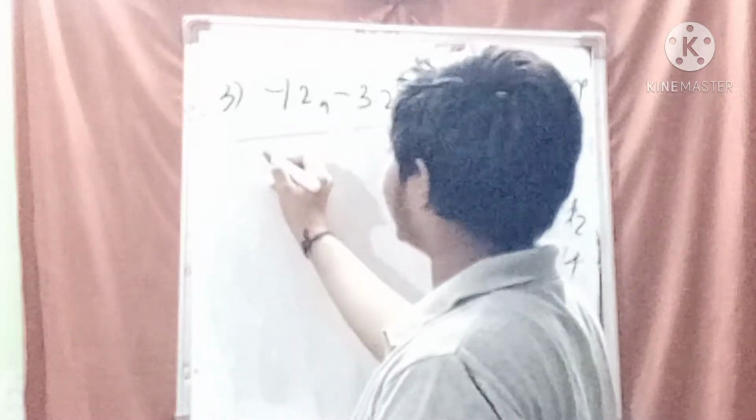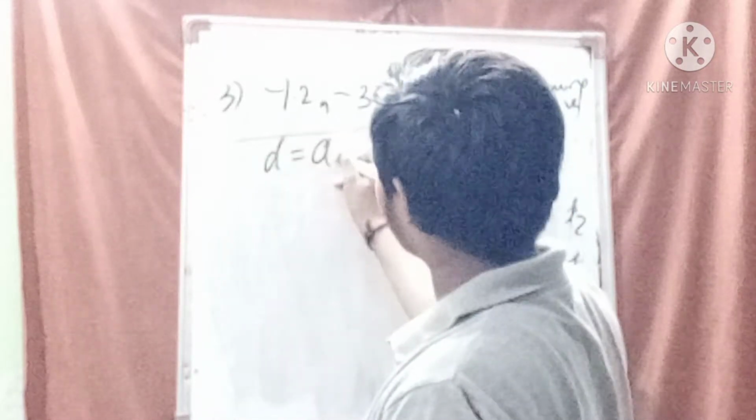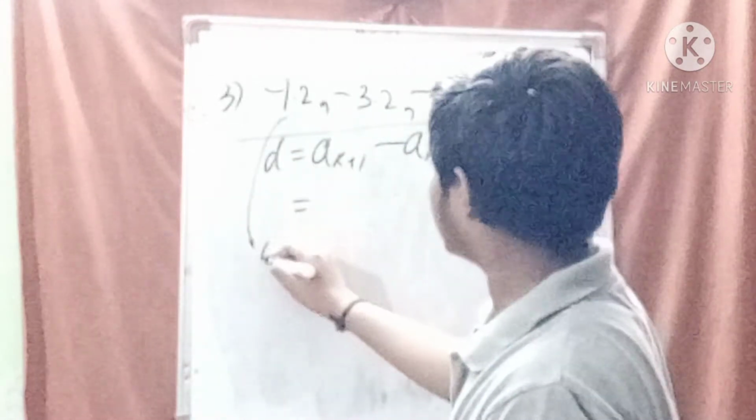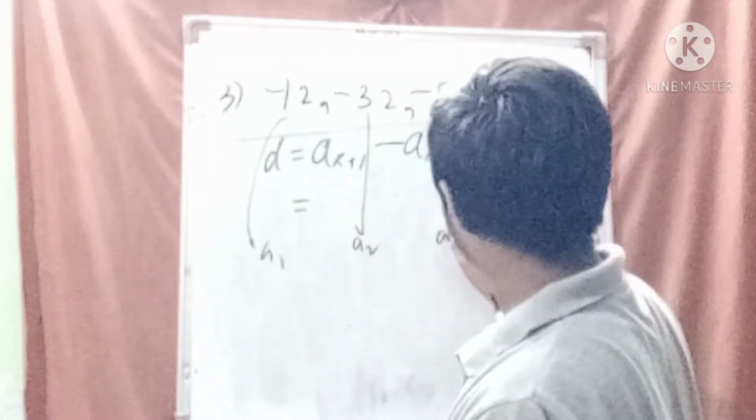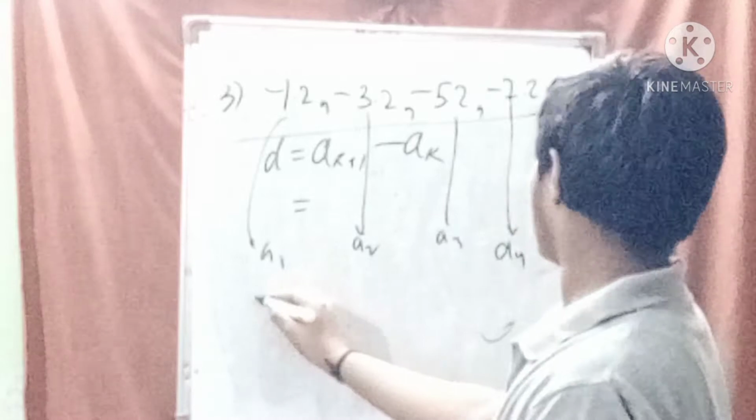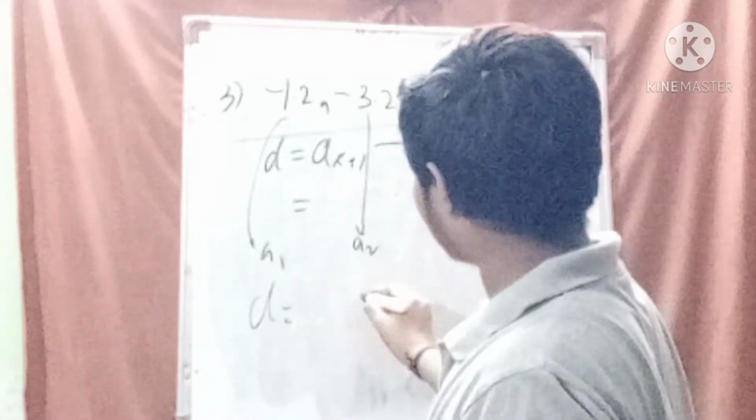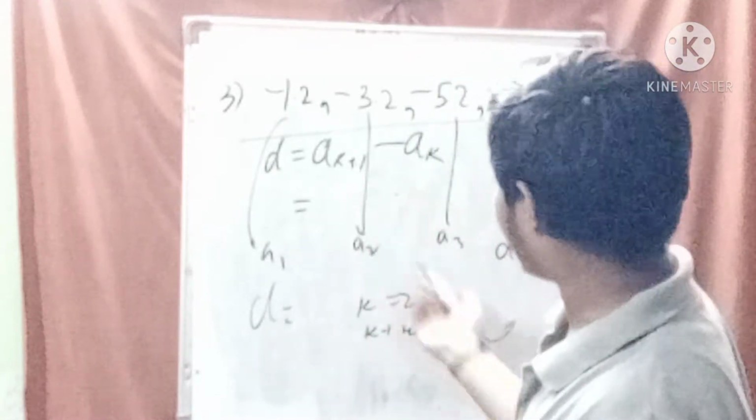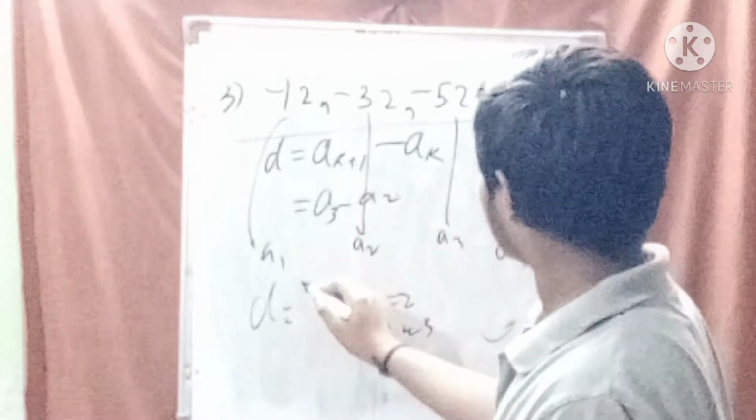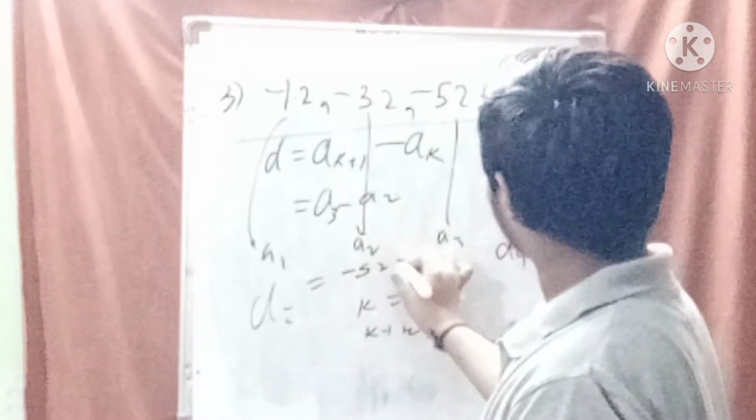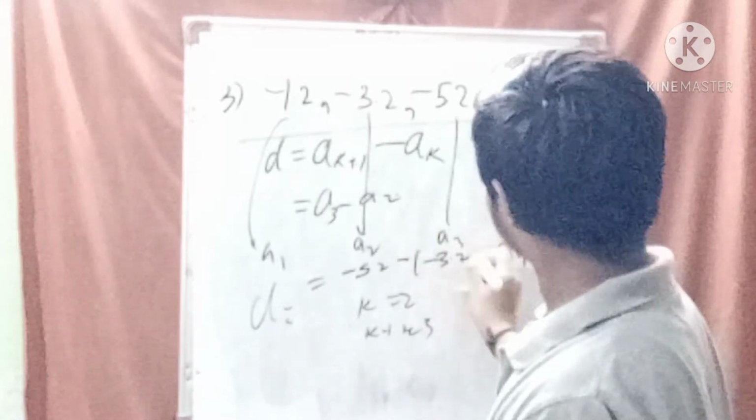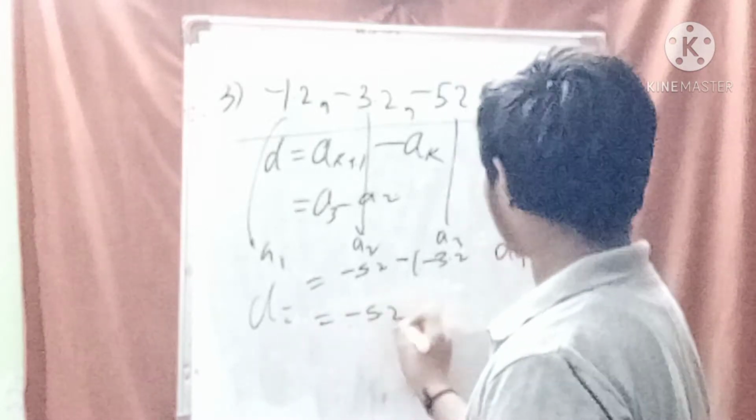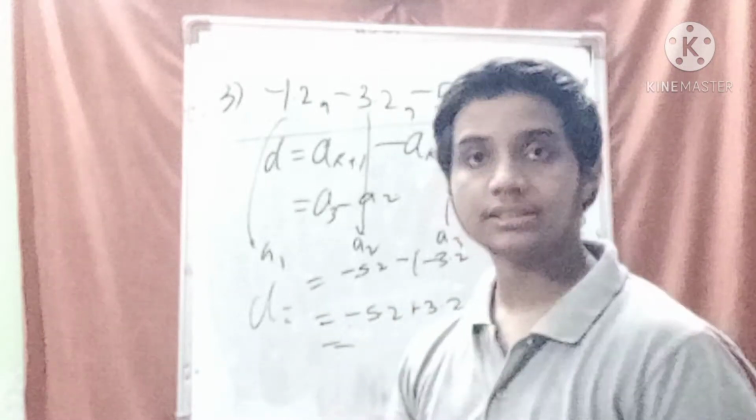So here we have to calculate d. D is equal to a(k+1) minus a(k). Here it is a1, a2, a3 and a4. Let k be equal to 2, so k plus 1 would be 3. So it would be a3 minus a2. a3 is minus 5.2 minus of minus 3.2. The answer would be minus 5.2 plus 3.2. What is the answer?